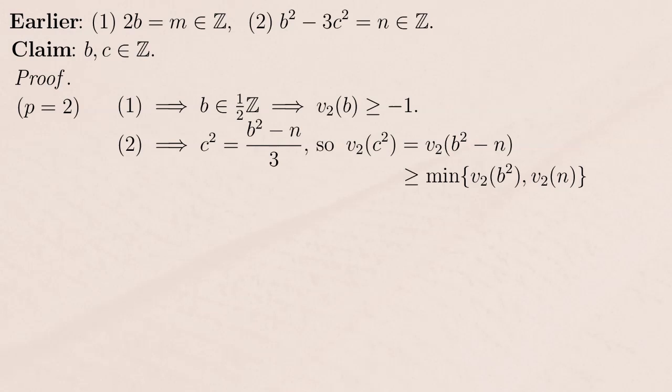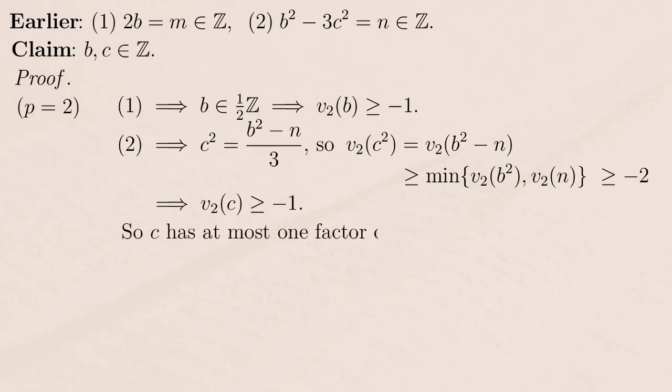Since n is an integer, v2 of n is at least 0, but v2 of b squared could be as low as minus 2. So this comes out to at least minus 2, and so, you can prove by contradiction, v2 of c must be at least minus 1. So c also has at most one factor of 2 in its denominator.